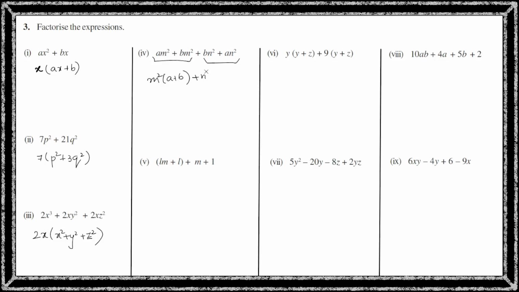Here I have n square common. So a plus b and b plus a are nothing but the same. So take a plus b common. I'll have m square plus n square. That's it. This is my factorization.